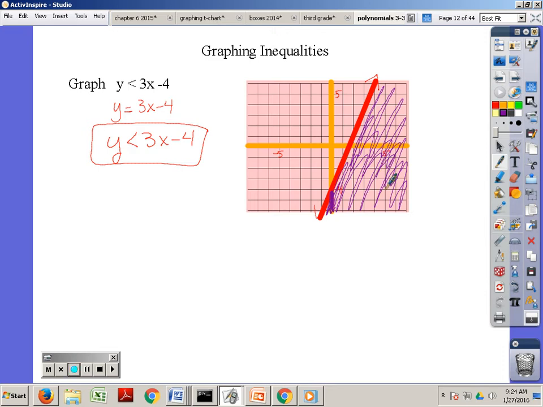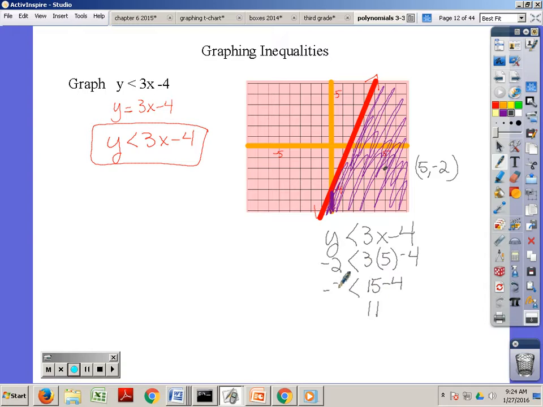Any point I choose. So let me just pick a point. Let's go with 5, negative 2. And let's see if that is less than. So we go 3 times my x, which is 5, minus 4. And we're going to see if negative 2 is less than 3 times 5 minus 4. 3 times 5 is 15. 15 minus 4 is 11. Is negative 2 less than 11? Yes. So every single point in this region is such that y is less than 3 times the x minus 4.